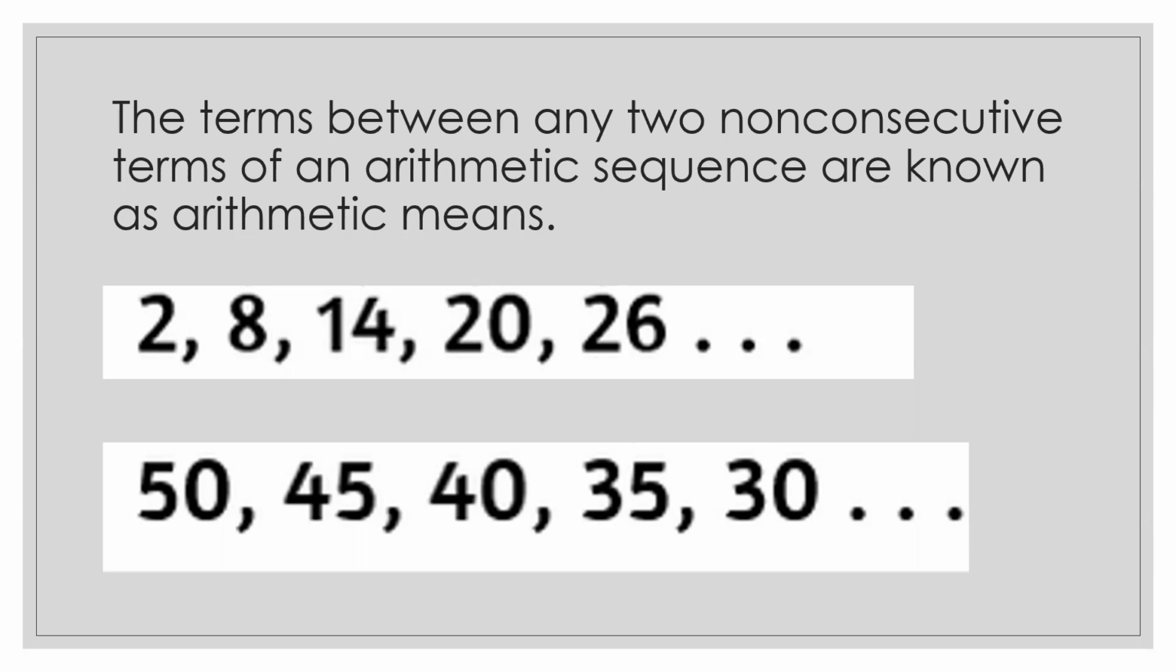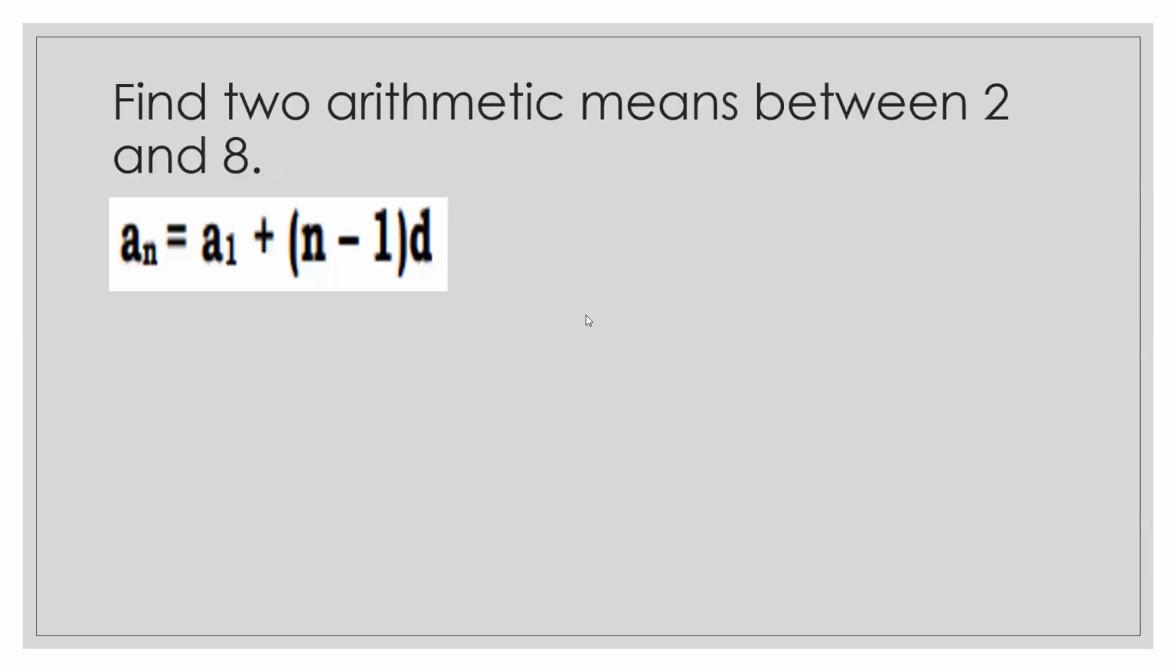Ngayon, paano kung sakaling hindi given ang buong sitwasyon, at ang sinabi lang, find two arithmetic means between 2 and 8. Find two arithmetic means between 2 and 8. Para makita natin ng ayos ang pinag-uusapan natin, it will be better kung isusulat natin siya in a sequence form.